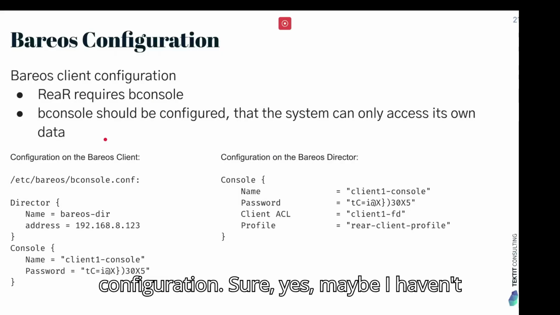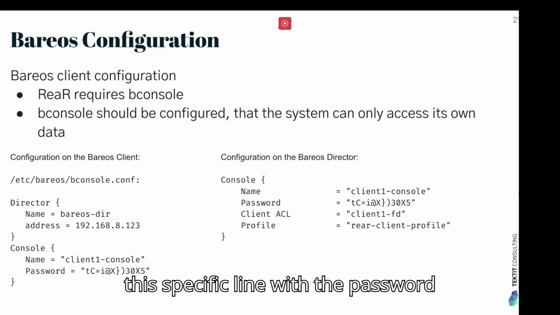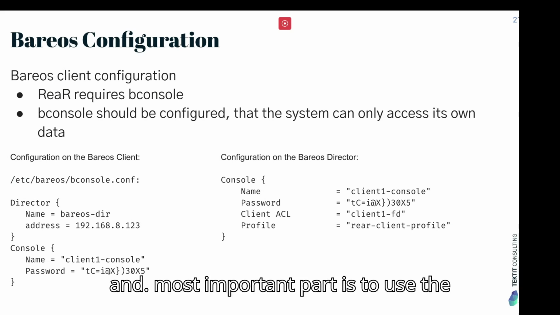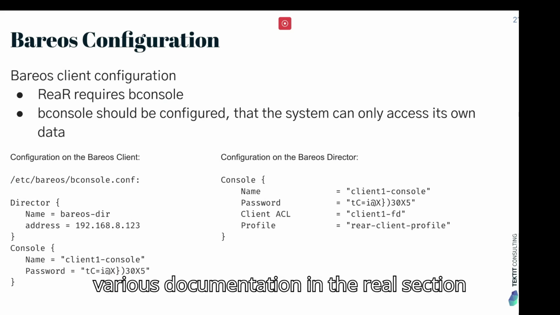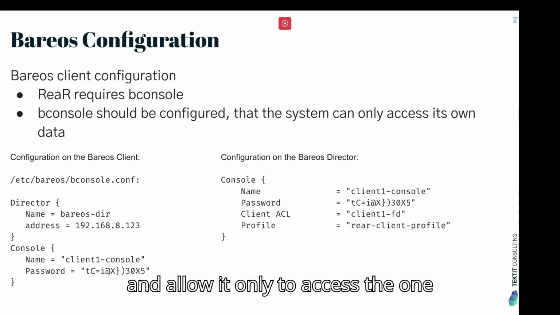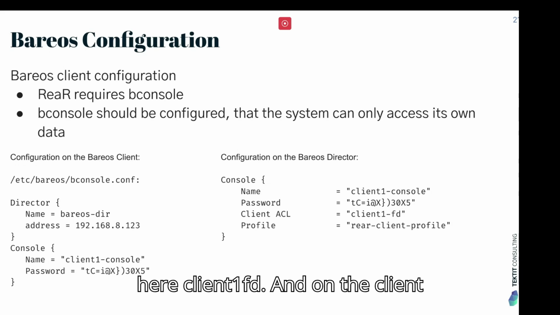Can you explain the details of the Bareos configuration? Sure. Yes, maybe I haven't shown this. On the director side, you configure the console for this specific client, give it a password, and most important part, to use the ReaR profile, like it's documented in our Bareos documentation in the ReaR section, and allow it only to access the one client. So the client that is called here client1-fd.